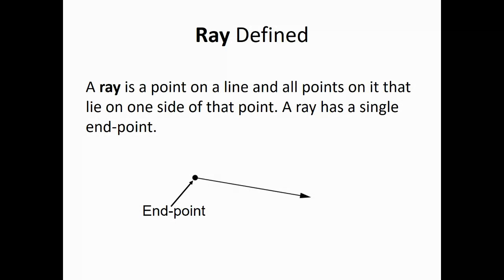So what that means, of course, is that a ray has an endpoint. It has a single endpoint, unlike a line segment that has two endpoints. So you see a ray pictured in front of you.